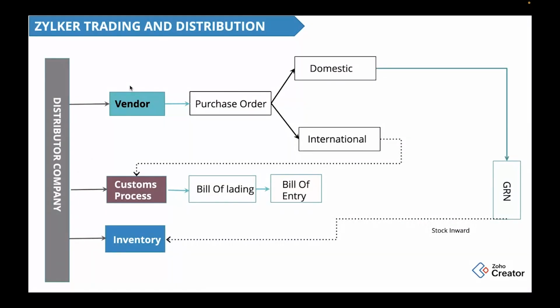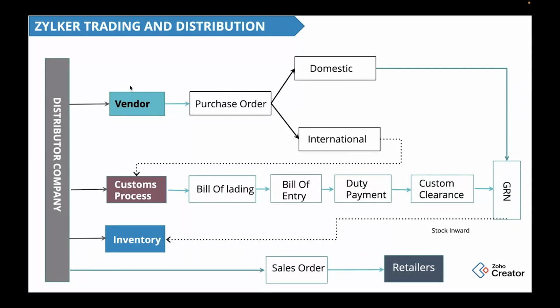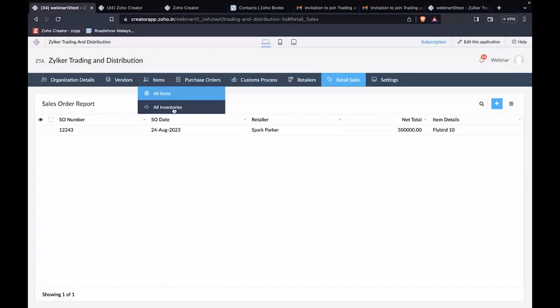So we saw the customs process over here, right? So we saw the custom process of a bill of lading and bill of entry. Post that, we were able to pay the duty charges and the custom clearance was done. We were also able to invert the stock into the inventory, and post that, we were able to raise a sales order for the retailer. Once the sales order is raised, we were able to check the stock outwards, that is also calculated inside the inventory as well.